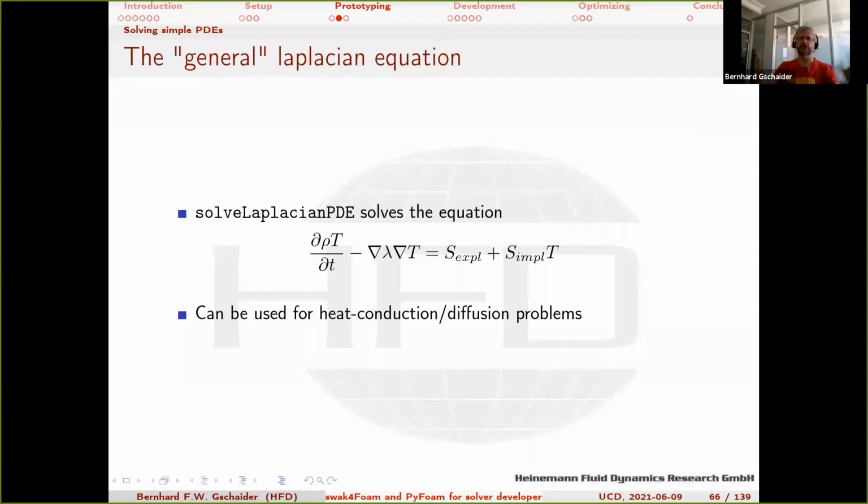In addition, there's also a solved Laplacian PDE that solves a heat conduction, diffusion type problem on your region if you need that. The reason why I'm not using the regular transport equation is that it does some things differently.